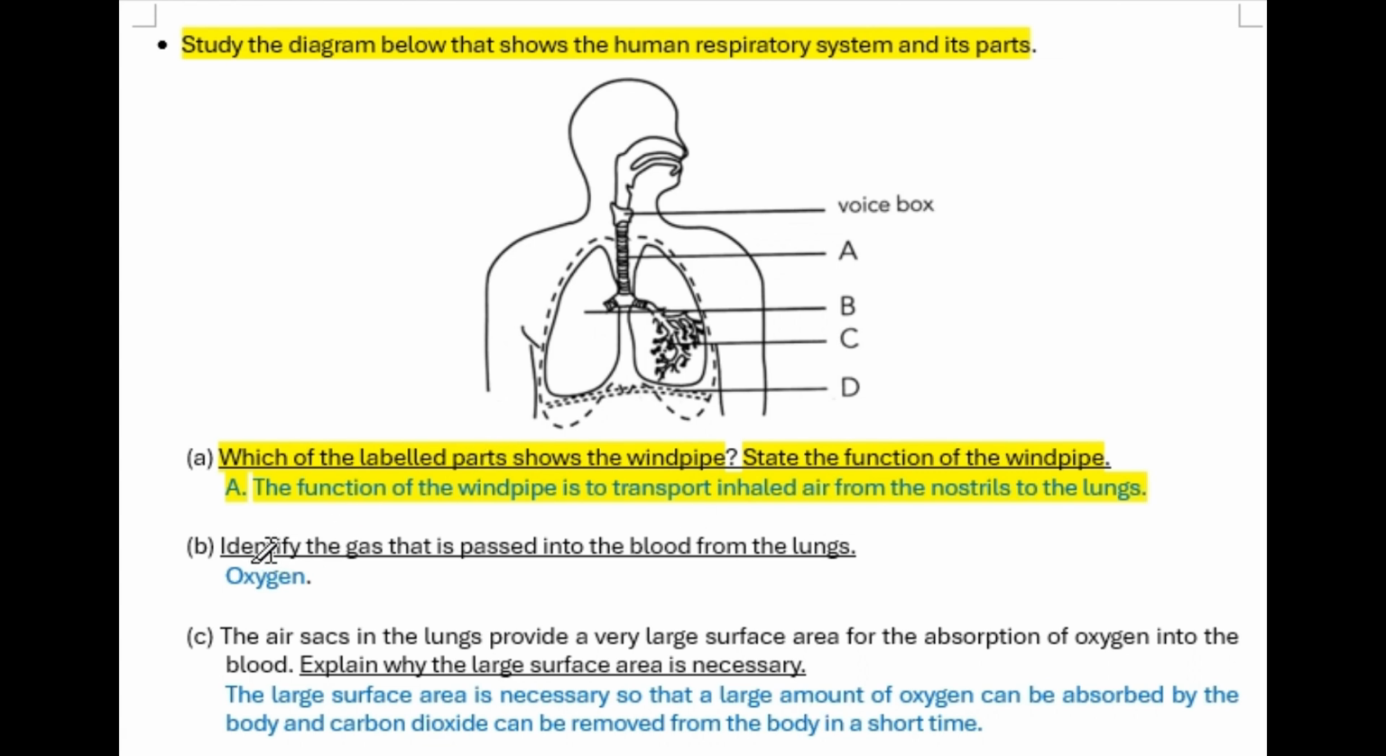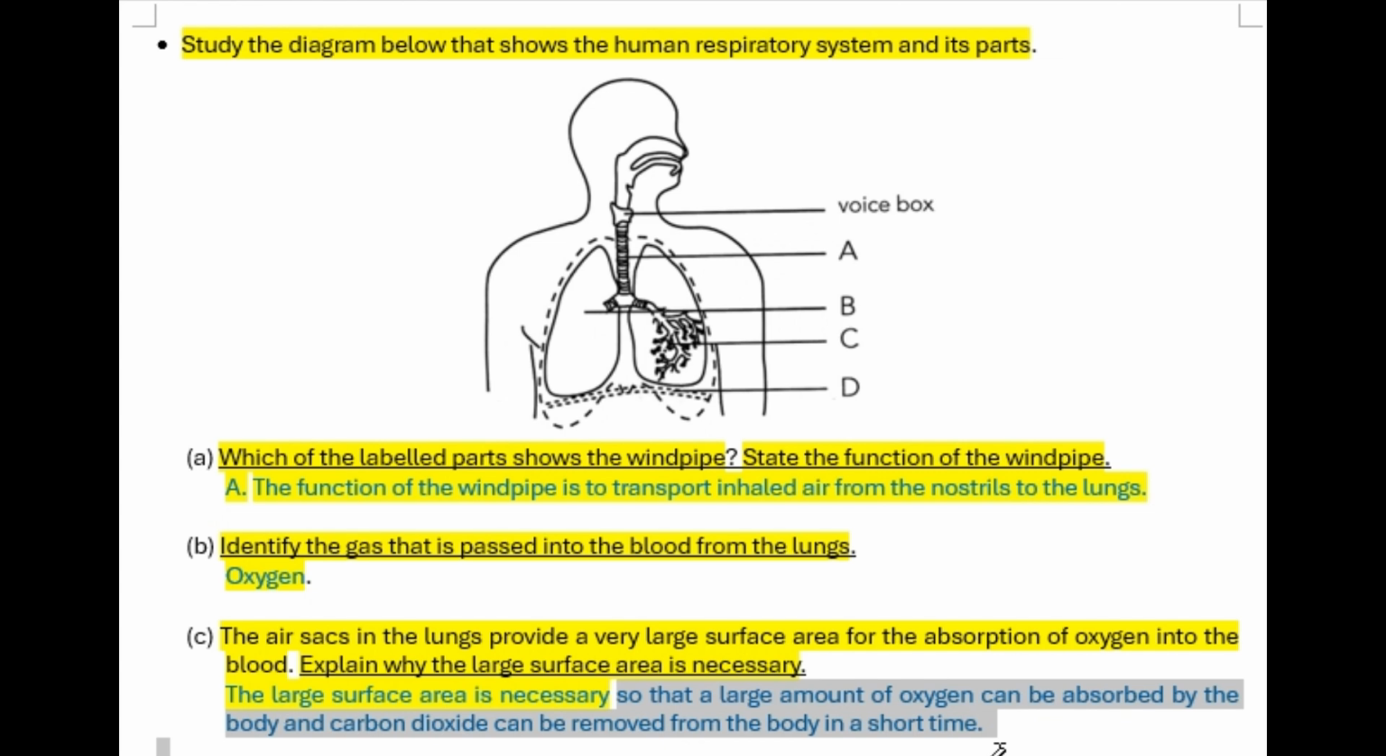B. Identify the gas that is passed into the blood from the lungs. Oxygen. C. The air sacs in the lungs provide a very large surface area for the absorption of oxygen into the blood. Explain why the large surface area is necessary. The large surface area is necessary so that a large amount of oxygen can be absorbed by the body and carbon dioxide can be removed from the body in a short time.